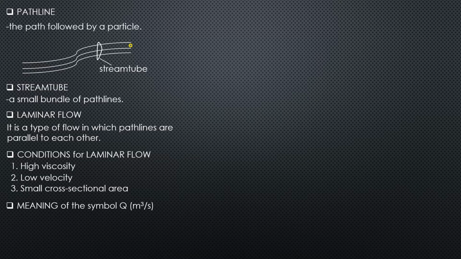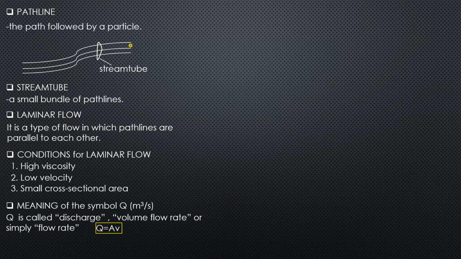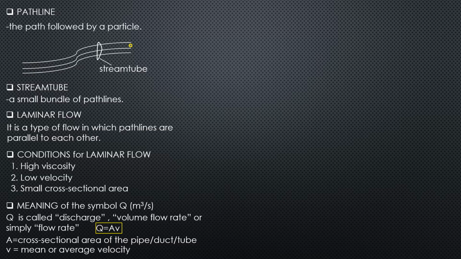What is the meaning of the symbol Q? Q has a unit cubic meter per second. We call it discharge, or volume flow rate, or simply flow rate. So that's the term for the symbol Q, where Q is equal to area times V, small v, and V in other situations is replaced by small u, where A is the cross-sectional area in square meter, and V is the mean velocity or average velocity of flow in meters per second in SI units.